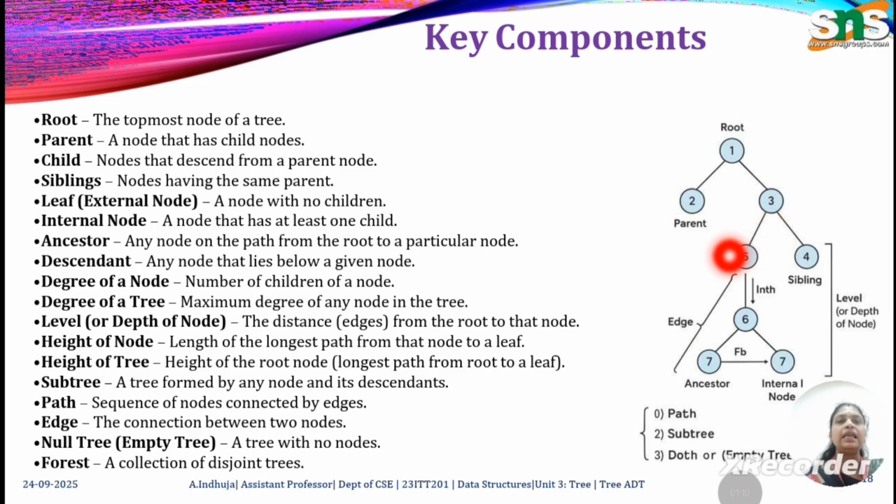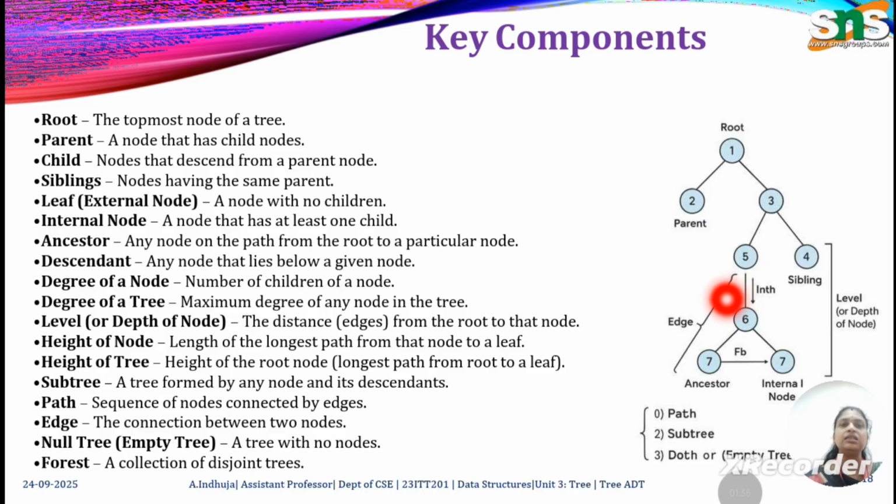What do you mean by a leaf, which is also called an external node? A node with no children. So 2 and 4 will never have children, so these are called leaf nodes. Then what do you mean by internal nodes? A node that has at least one child, or else you can say the nodes except leaf nodes, the other nodes are called internal nodes.